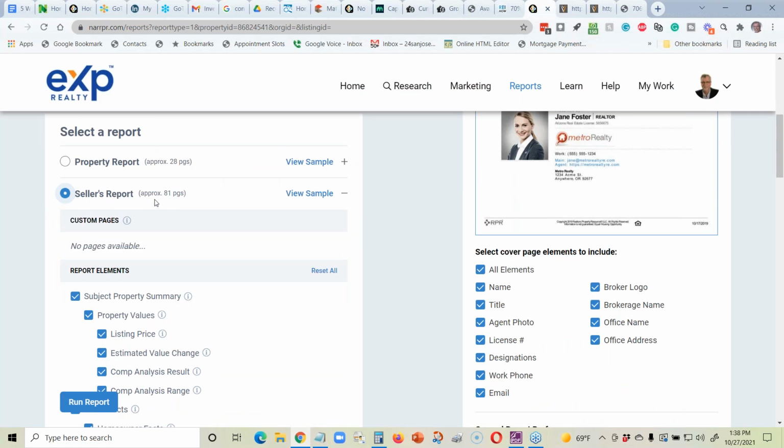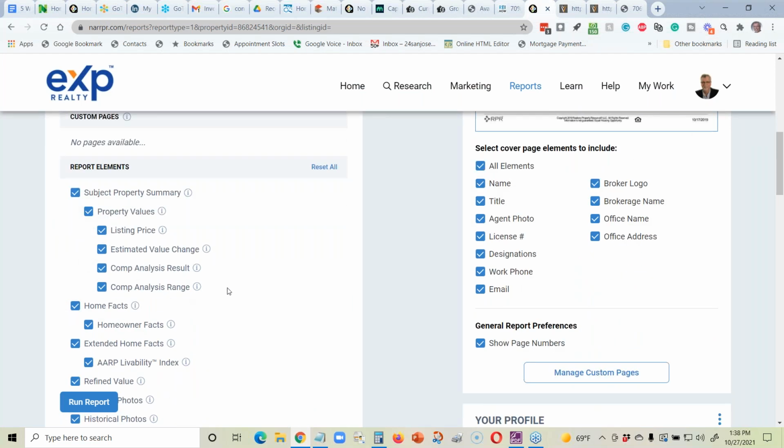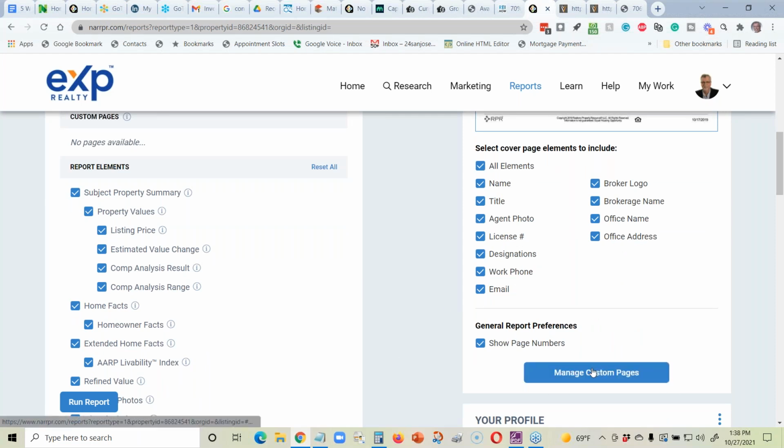So I could create a seller report, right? And by the way, you might have market data, and then notice where it says manage custom pages, I can upload that PDF that I just exported from Valuate and attach it to the report.